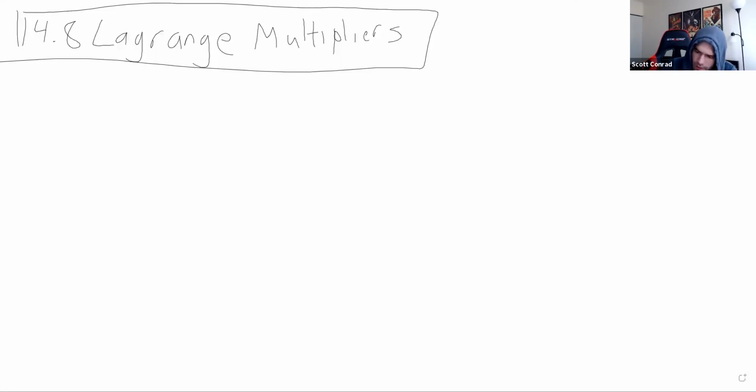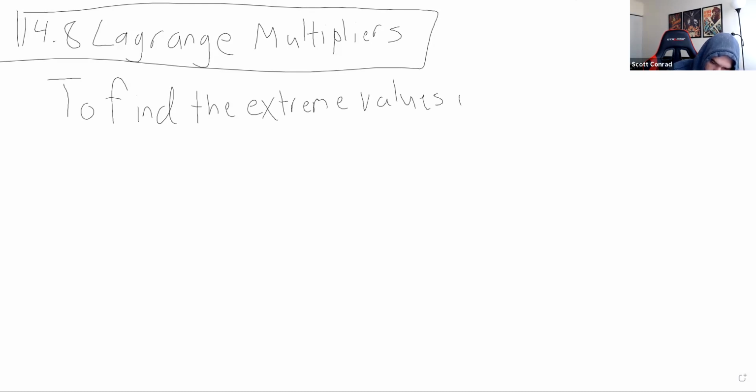So the setting for Lagrange multipliers is, what we want to do is find the extreme values. So extreme values, it could happen that there's only a max or only a min or both a max and a min in these types of problems. So to find the extreme values of a function, so we want to maximize and minimize, or minimize, a function f of x, y, z, or f of x, y, if it's a function of two variables.